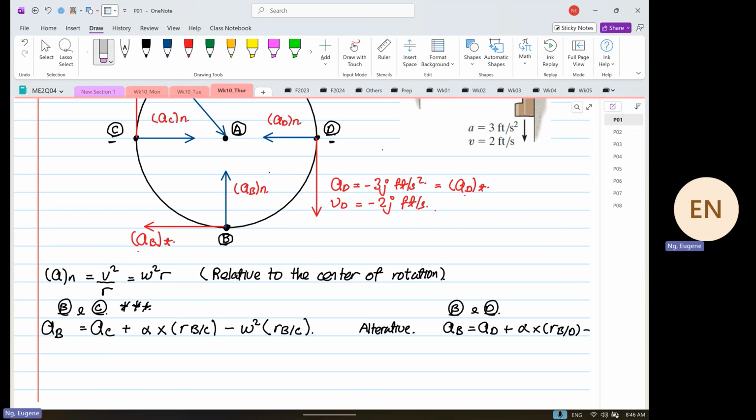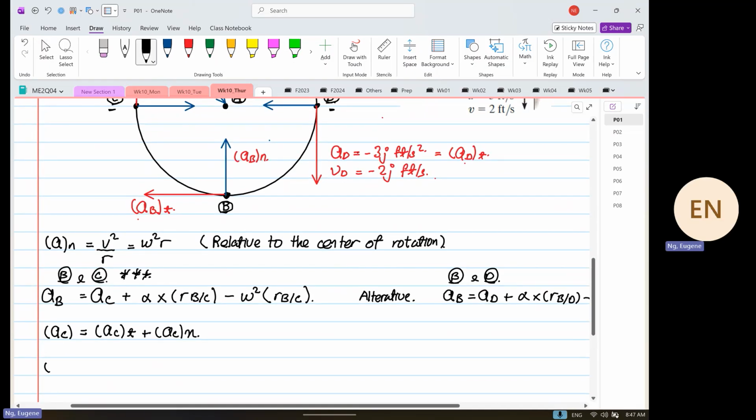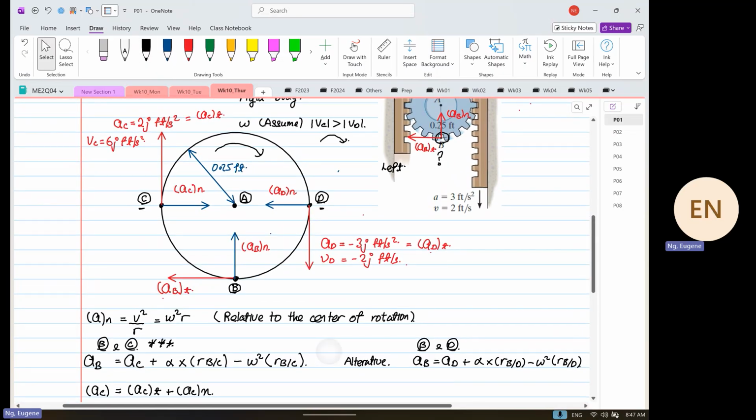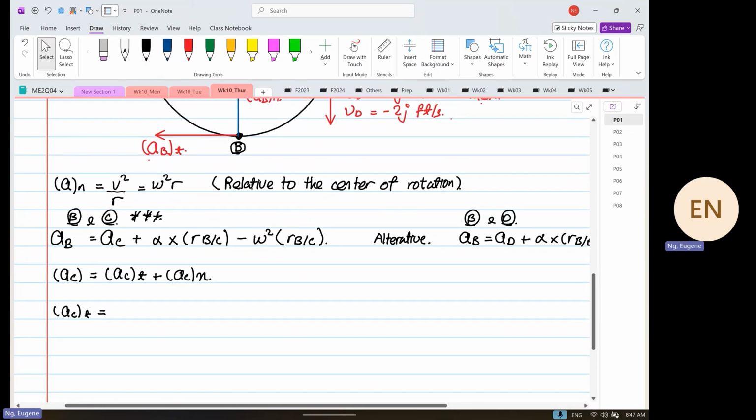Acceleration at point C is equal to acceleration at point C in the tangential direction plus acceleration at point C in the normal direction. So what we know is acceleration at point C in the tangential direction is given to us as positive 2j. So we know that this is positive 2j.